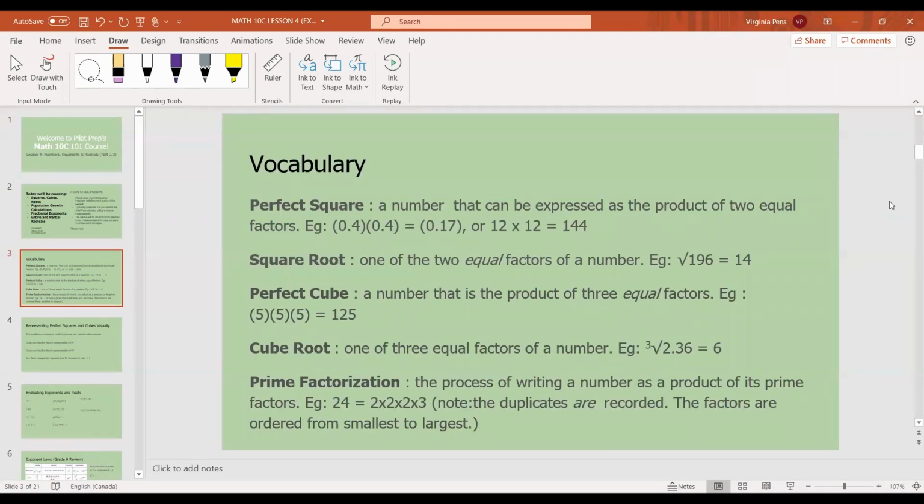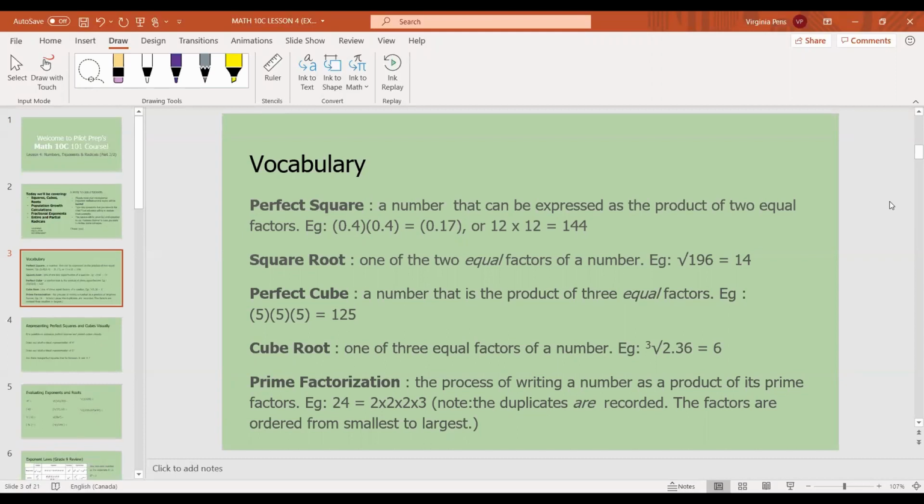So let's start off with some vocabulary. A perfect square is a number that can be expressed as a product of two equal factors. What this means is that if you have a number and you multiply it by itself, then the number that is the product of that is called a perfect square. There are a few examples I've given you.